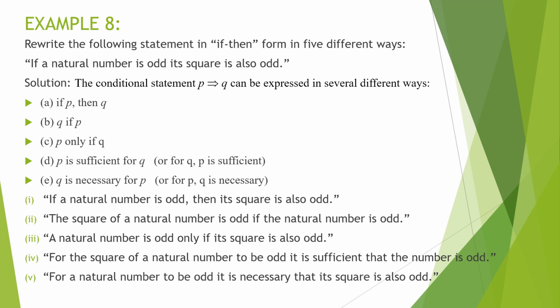So over here, for a natural number to be odd, it is necessary that its square is also odd. Q is necessary for P, correct? So for a natural number to be odd, it is necessary that the square is odd.